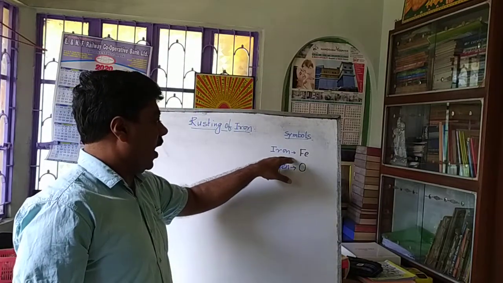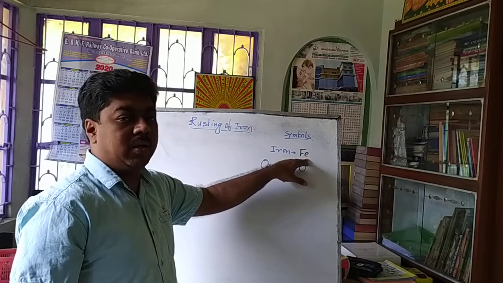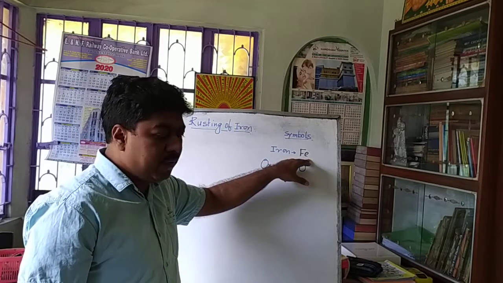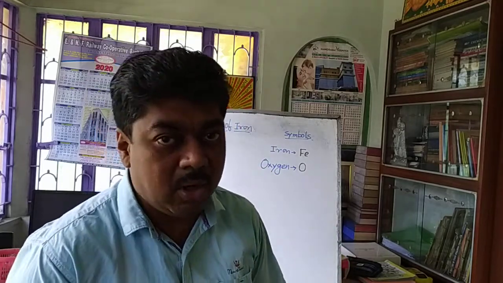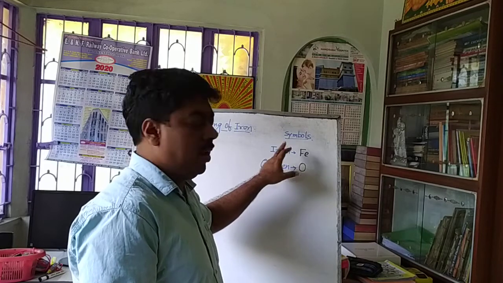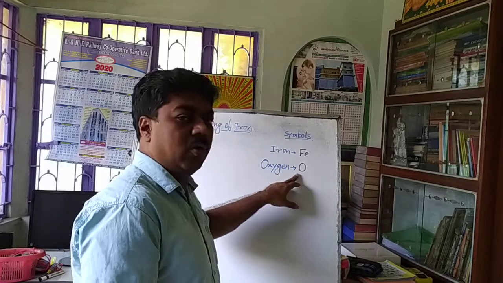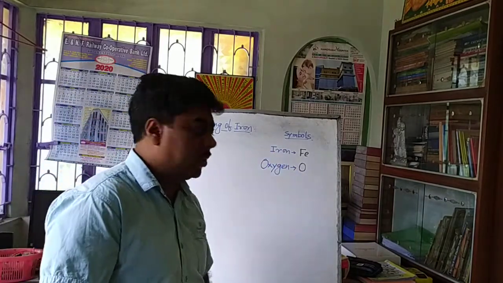The symbol of iron is Fe. This symbol Fe has come from the word ferrum, which is the Latin name of this element iron. And the symbol of oxygen is O itself. So let us start with the symbols.